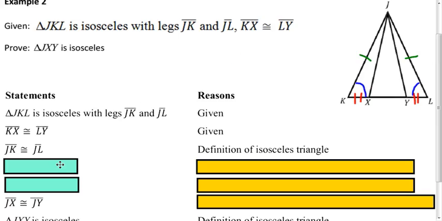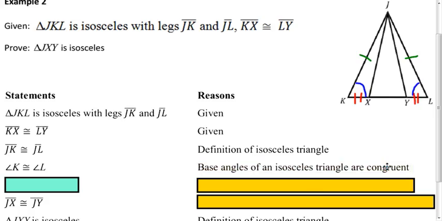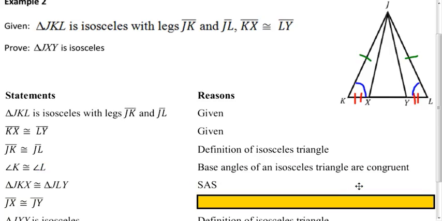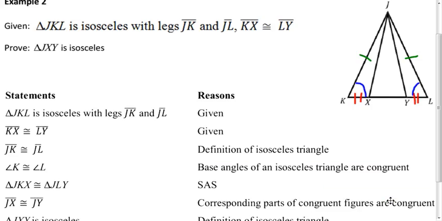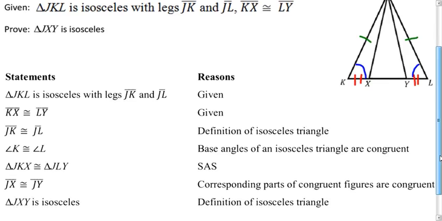So we have angle K is congruent to angle L by the base angles theorem. And now, are these two triangles congruent? Yes, they are, because of side angle side. We have triangle JKX congruent to triangle JLY. And so why are segment JX and segment JY congruent? Because they're corresponding parts of congruent figures.